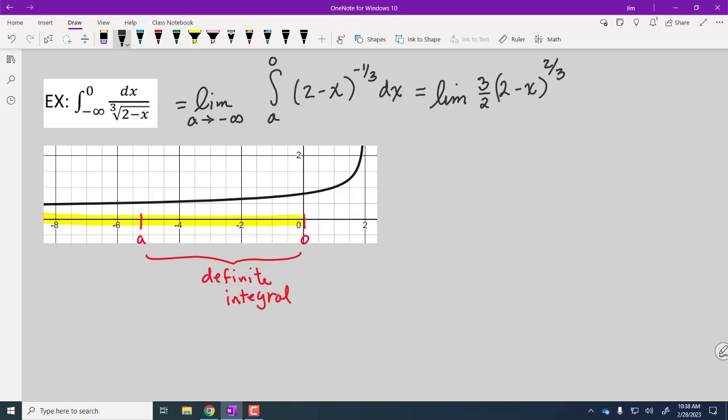RCR. The derivative of the inside here is -1. So we also have to divide by -1. So put that negative out in front. So that negative right there, that's our RCR. That's the reverse chain rule from this negative. The derivative of 2 minus x is -1.